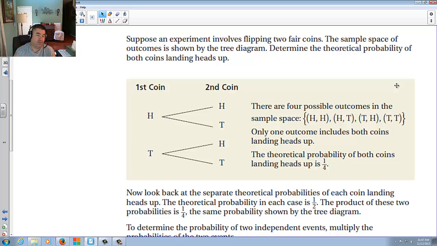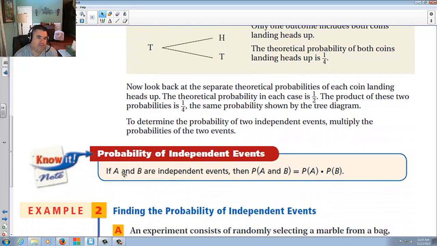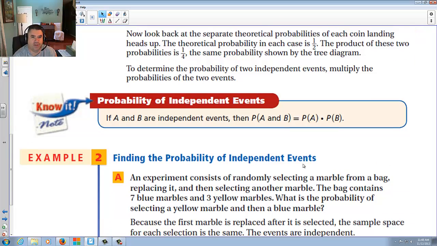So basically, if you remember from a couple sections ago, the chance of getting both coins heads up, or both tails, or a certain way of each, well, if you want both heads, it's going to be 1 out of 4. Both tails will be 1 out of 4, and so on. If A and B are independent events, then P(A and B) equals P(A) times P(B). We'll show you here.